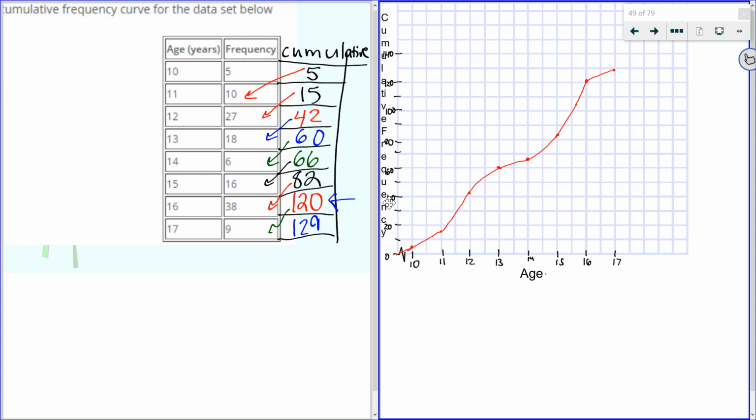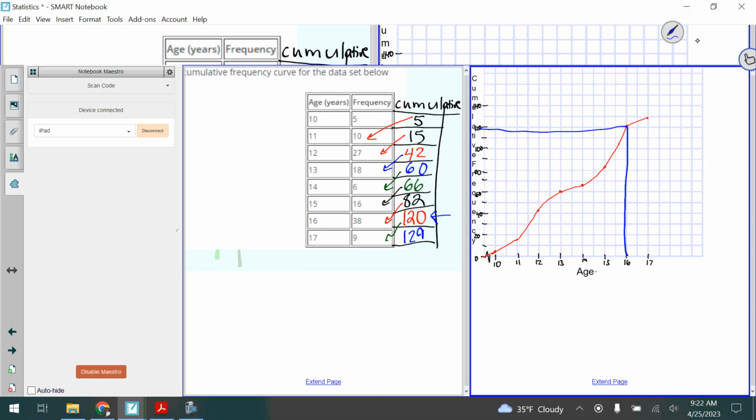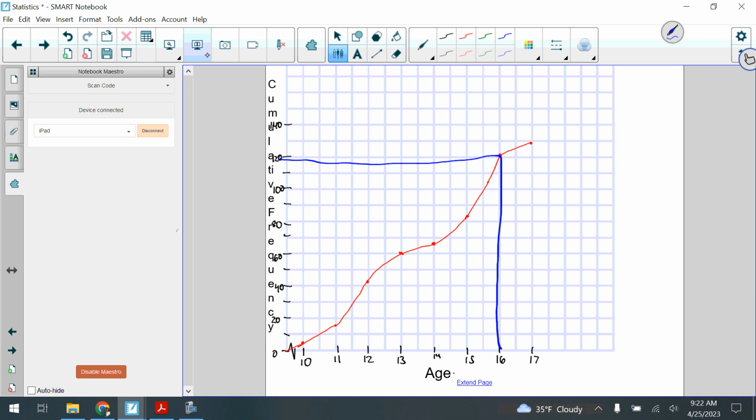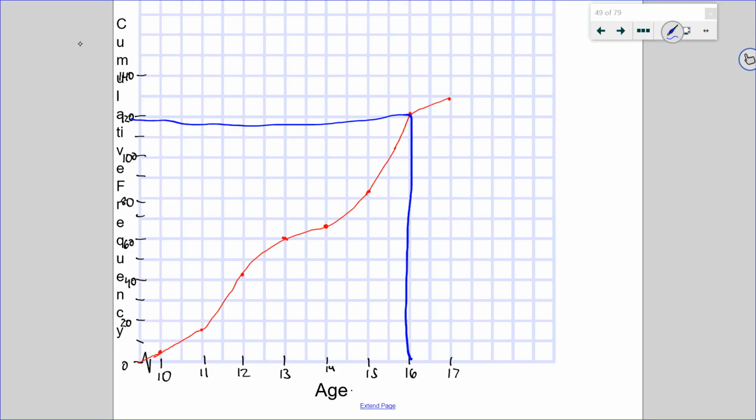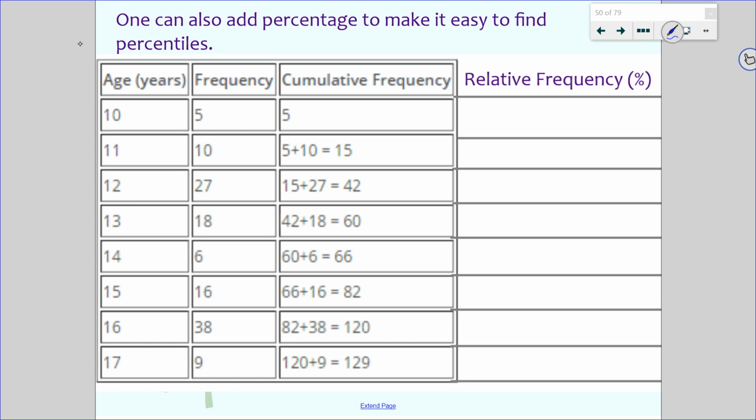All right, so here I can just go to any age and find the number of people that are that age and younger. So without having to look at a table, I know 16-year-olds, 120 students are 16 or less. What might be more useful than knowing the number of students? Percent, yes, good, the percent. So what I can do then is calculate the relative frequency.